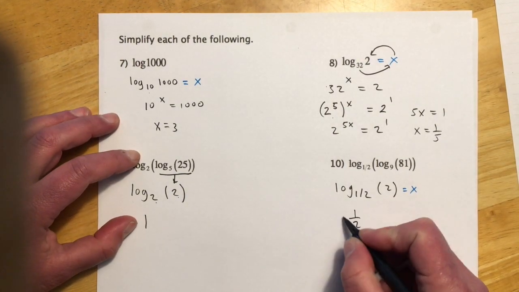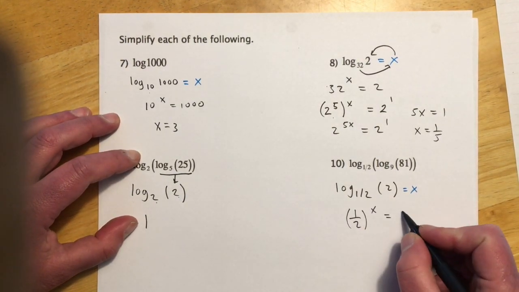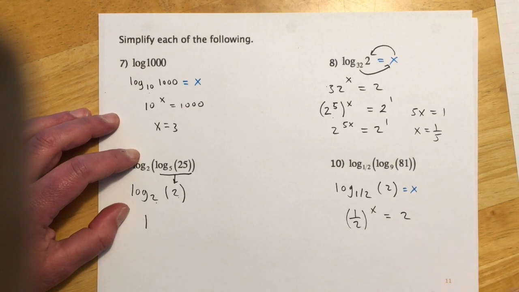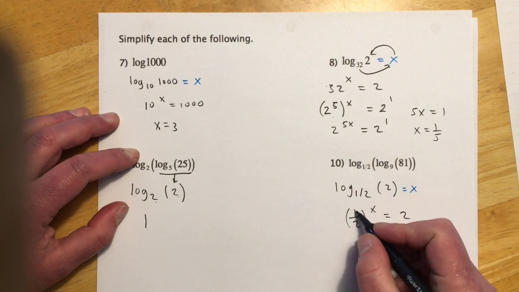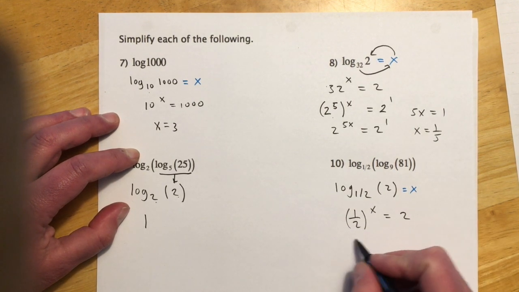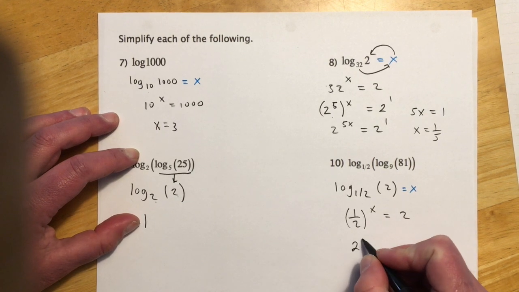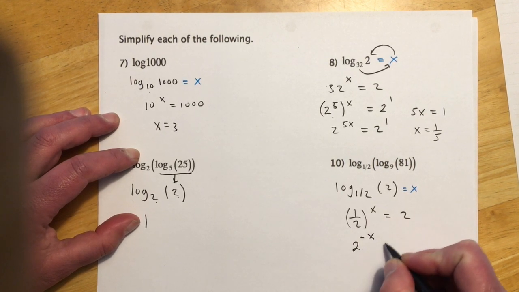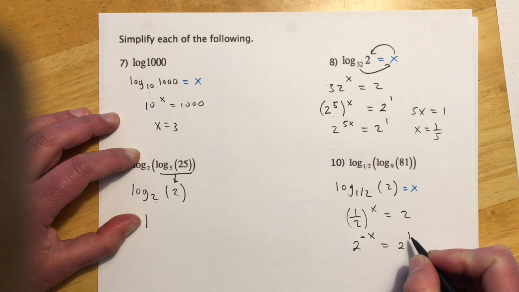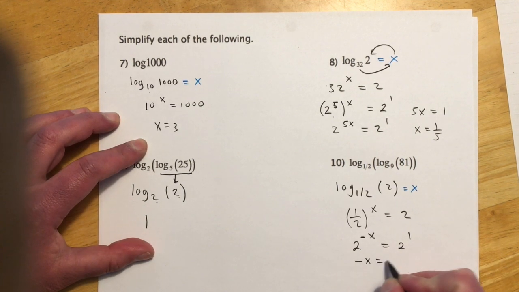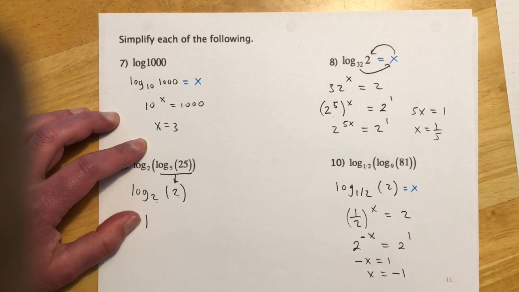So that would be 1/2 to the x equals 2. And so then I think about, what can I do to write that with a common base? If I bring this 2 up, that's going to generate that negative exponent again. So it becomes 2 to the negative x equals 2 to the 1st. So negative x equals 1, and then x equals negative 1.